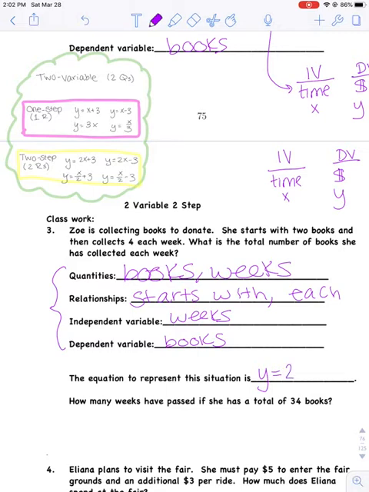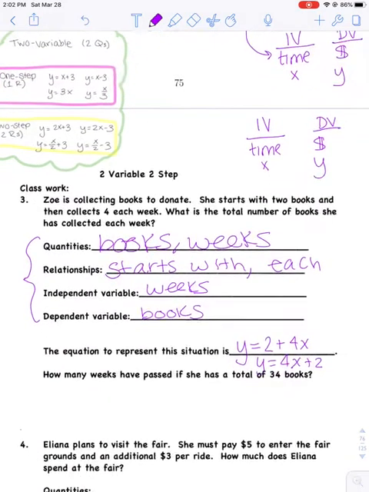She starts with 2 books, 2, and then in addition to that, she collects 4 each week. 2 plus 4x. Or you could say y equals 4x plus 2. With addition, you could switch the order. And that is like my first equation type right here. So it's valid.